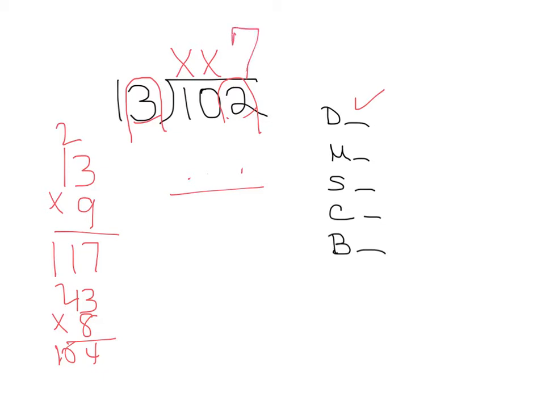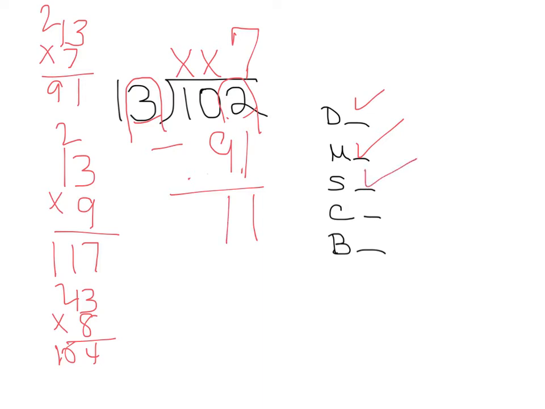So try a 7. Now I have to do 13 times 7. 7 times 3 is 21. 7 times 1 is 7. Plus 2 is 9. So now we have 91. So I divided. I multiplied. Now I have to subtract. 102 minus 91. 2 minus 1 is 1. 10 minus 9 is 1. I subtract. And I check. Is 11 smaller than 13? Yep. There's nothing to bring down, so it's 7, remainder 11.